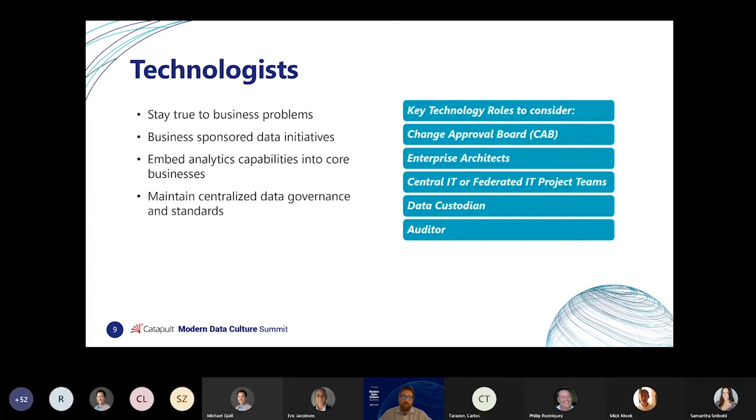And then you need to make sure you have your data custodians, who are folks with one foot on the technical side and one foot on the business side, and who will ensure who has access and play that maintenance role. When you're a modern data shop and you've got data governance standards in place, having an auditor come in and audit work in progress to ensure that those standards are being met is also pretty critical.